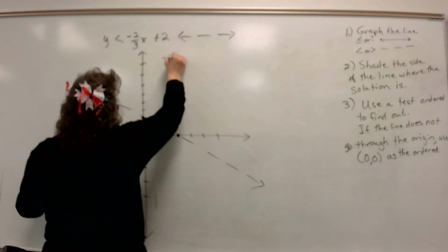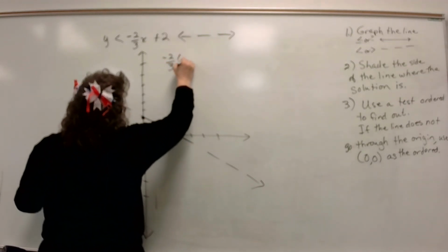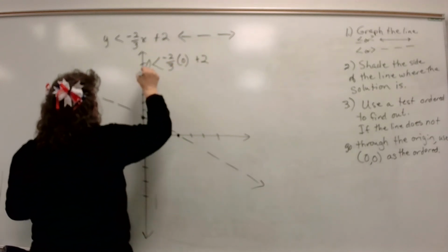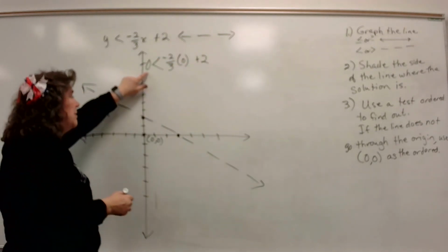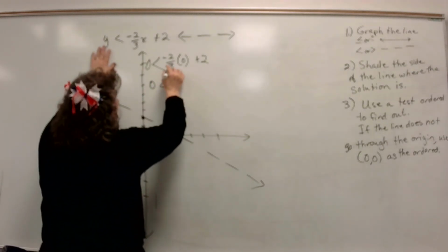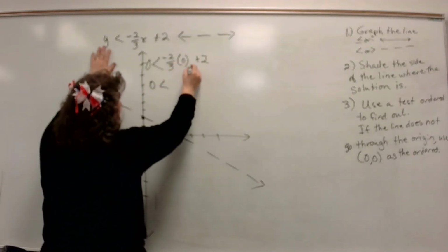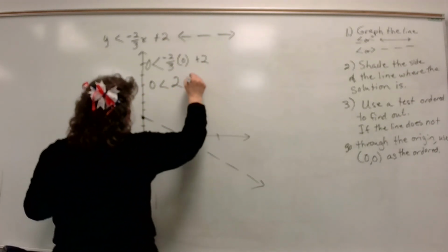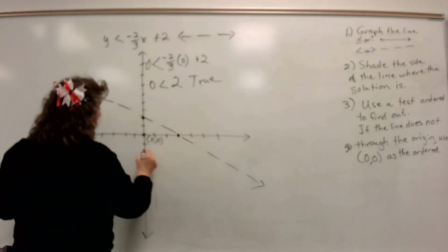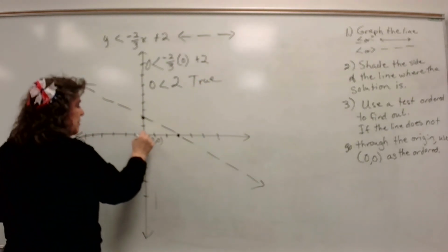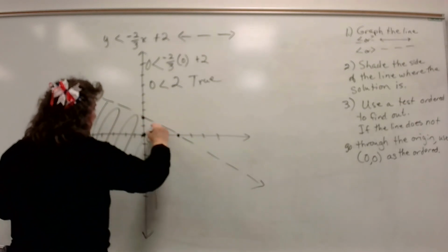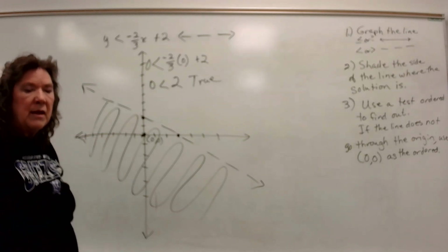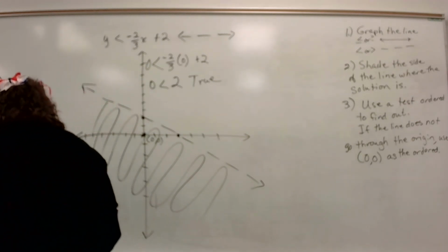I have negative 2/3 times 0 plus 2, and 0 is my y. So I have 0 is less than, negative 2/3 times 0 is 0, and 0 plus 2 is 2. So 0 is less than 2, so this is a true statement. That means where this ordered pair is where your solution is, and that means you're going to shade this side of your line. Okay? So that's how you know what to do with graphing inequalities.